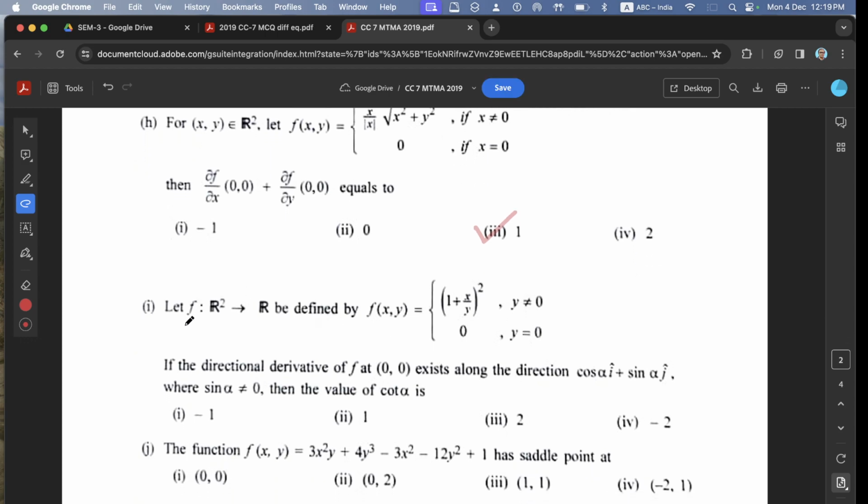Next question I. Let f map from R squared to R be defined by f of x, y equal to bracket 1 plus xy whole square for y not equal to 0, and f is 0 when y equal to 0. If the directional derivative of f at 0, 0 exists along the direction cos alpha i cap plus sin alpha j cap, where sin alpha is not equal to 0, then what is the value of cot alpha?